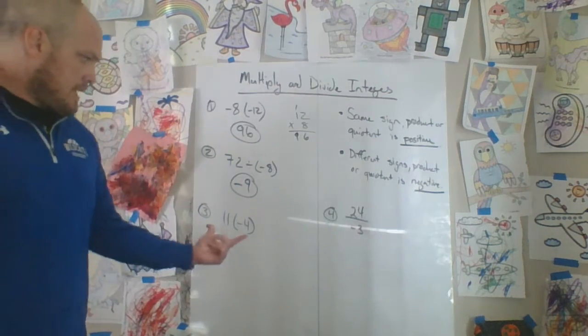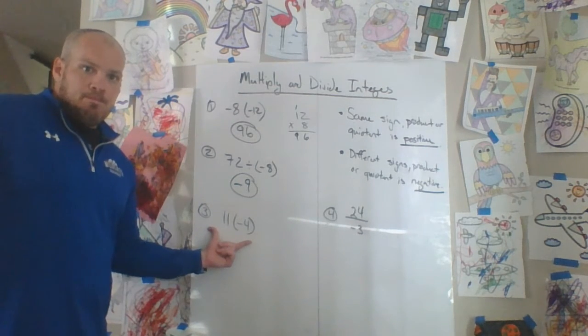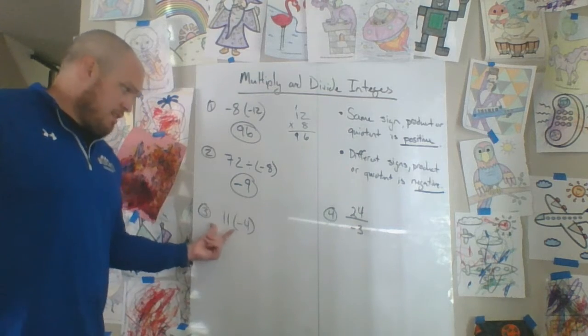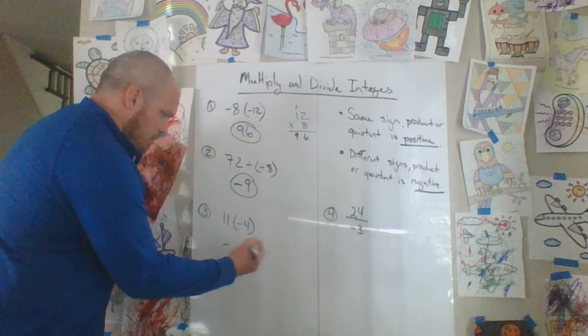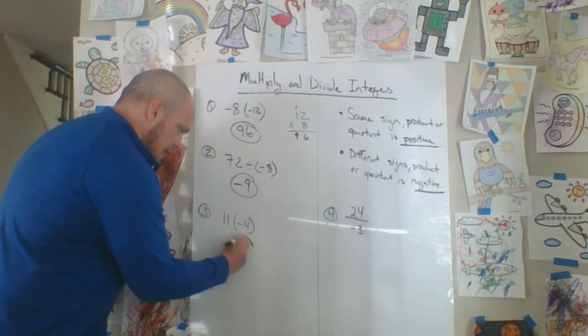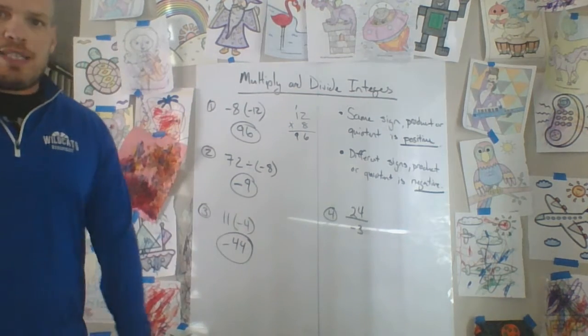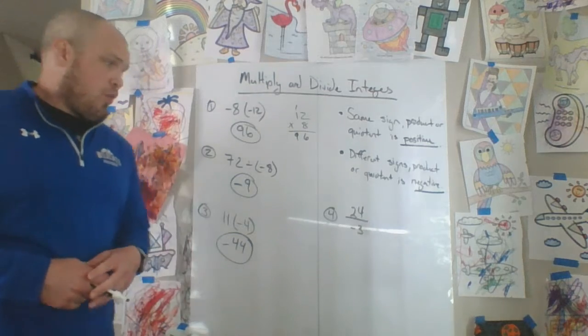Number three, same sign or different signs? Yeah, different signs. 11 is positive, 4 is negative. So my result is going to be a negative answer. 11 times 4 is 44. So 11 times -4 is going to be -44.